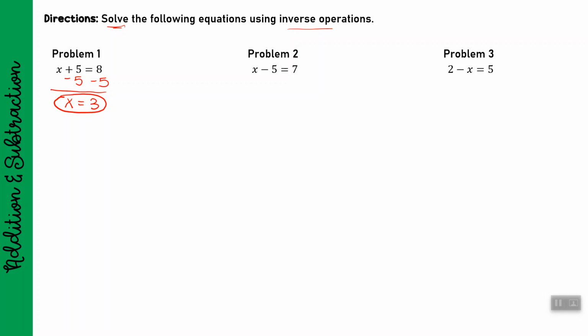Example number 2. The inverse of subtracting 5 is to add 5 to both sides. So I have x equals, because negative 5 and positive 5 eliminate, 5 plus 7, I get 12. So if I were to substitute 12 back in for x, I would be able to simplify and I would end up with 7 equals 7.